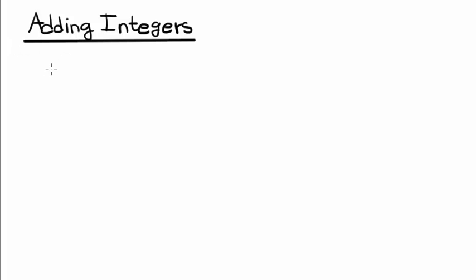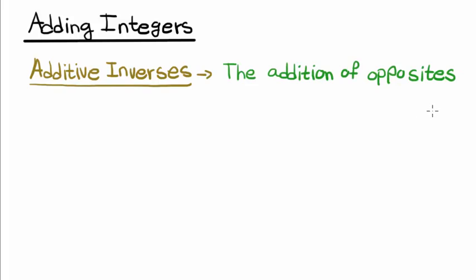So let's get started. Right now, before I begin, I would like to introduce you to the concept of additive inverses. Now, all this fancy word really means is that when you add opposites together, you get zero. So let me just write this down over here. So here it is. Now, as I said before, additive inverses basically is the addition of opposites.